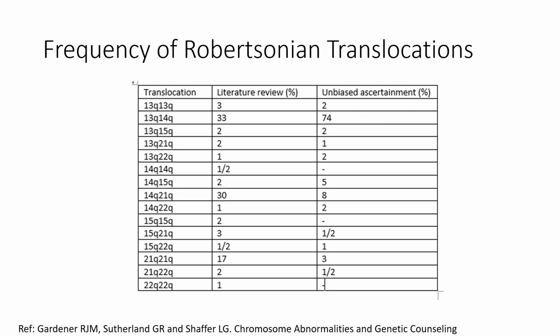If you look at the frequency of Robertsonian translocations in the literature, there is a little bit of a bias, because most of those cases are cases where there is a phenotypically abnormal offspring, whereas on the right you will see the unbiased ascertainment. Again, where chromosome 21 is involved, there is a greater prevalence. For instance, the 14-21 Robertsonian translocation is about 30%, and the 21-21 Robertsonian translocation is about 17%. The numbers are higher for the 14-21 and the 21-21, likely because they are ascertained due to an offspring that had Down syndrome.